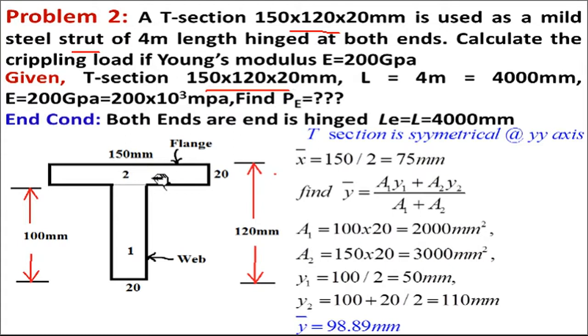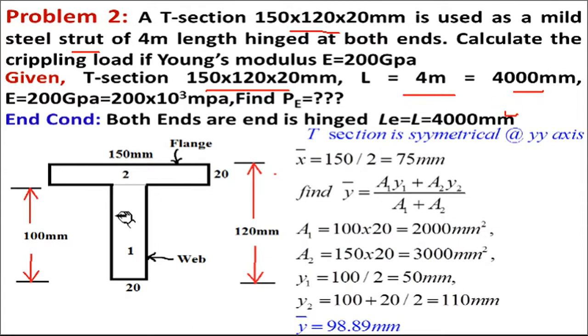A T section is given, which means this type of T section is used as a column. It is used as a column, which means the load will be axial. Length is 4 meter, that is 4000 mm. Both ends are hinged, which means the effective length is L itself. So the length of the column is L itself, that is 4000 mm.